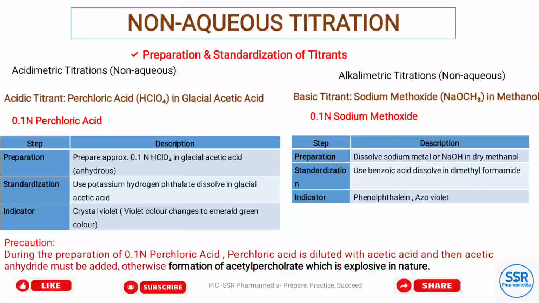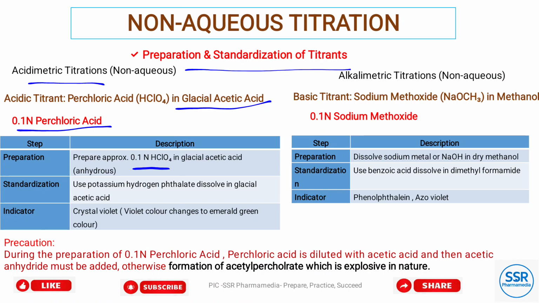In the preparation and standardization of this titrant or burette solution, in acidimetry, 0.1N perchloric acid is prepared using glacial acetic acid as a solvent. Preparation: first 0.1N perchloric acid in glacial acetic acid. You have to use potassium hydrogen phthalate in glacial acetic acid as a primary standard to determine the purity of perchloric acid. Crystal violet indicator is used. Here the color changes from violet to emerald green.